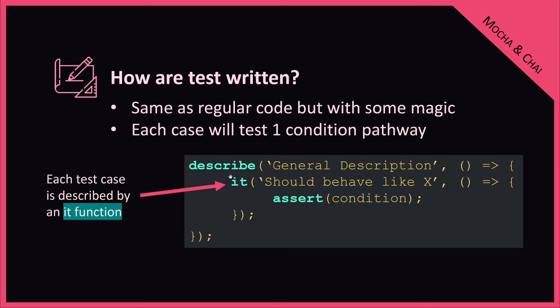And the second function, which is inside a describe, is a test case. So this is one test case, meaning it tests only one condition. If you test multiple conditions, you are in a pitfall, and it's not a good practice because you're no longer testing one behavior, you're testing multiple behaviors.